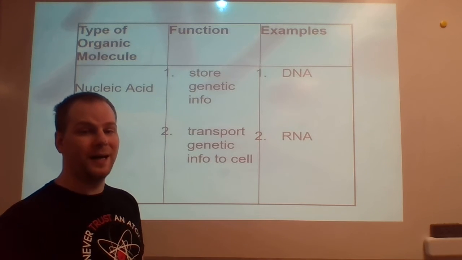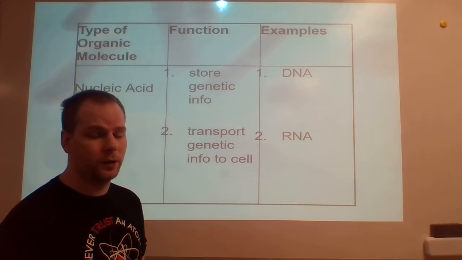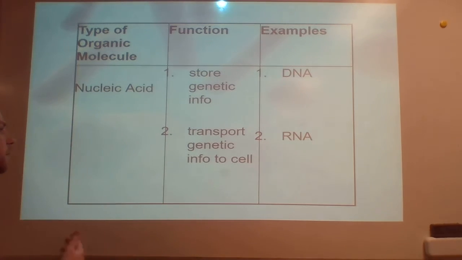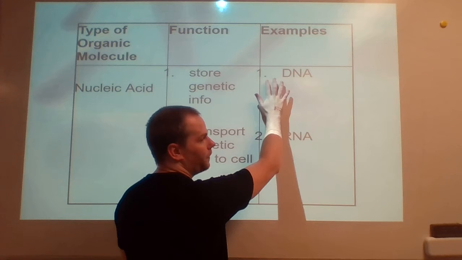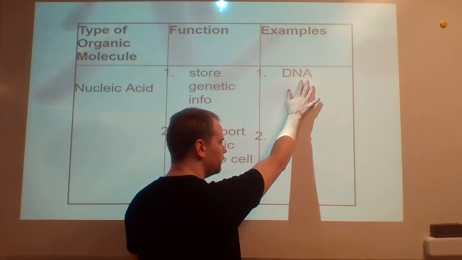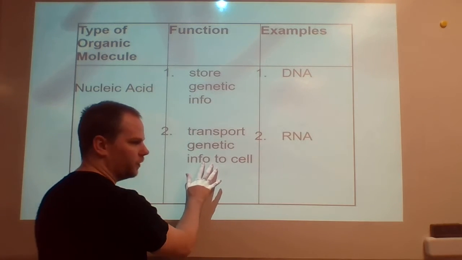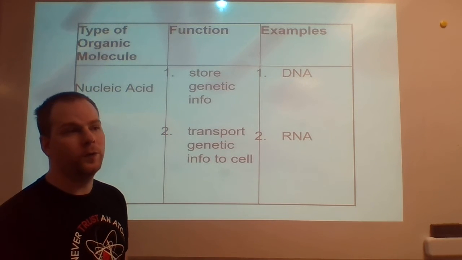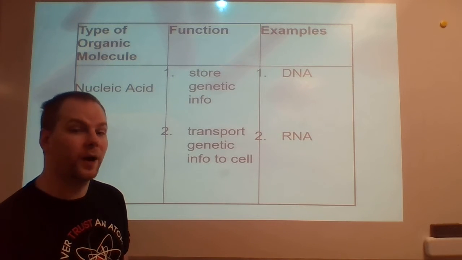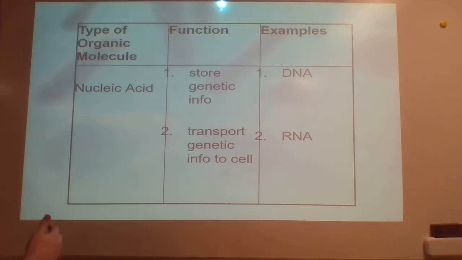RNA, there are 3 different kinds of RNA, which we'll talk about later on. But they are primarily used to transport genetic information to or around within a cell. So RNA will actually take genetic information, copy it from the DNA, and then move it to somewhere else in the cell where it's going to be used to build a protein or to synthesize a ribosome or make repairs to organelles. Okay, so that's going to be your main difference between those two.